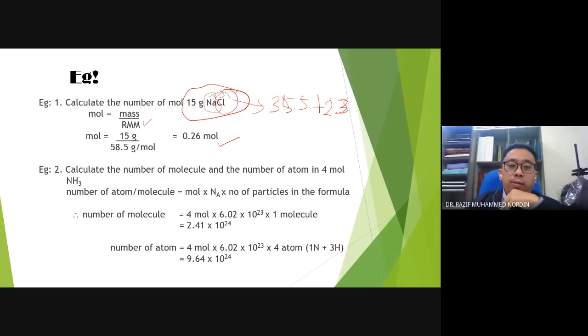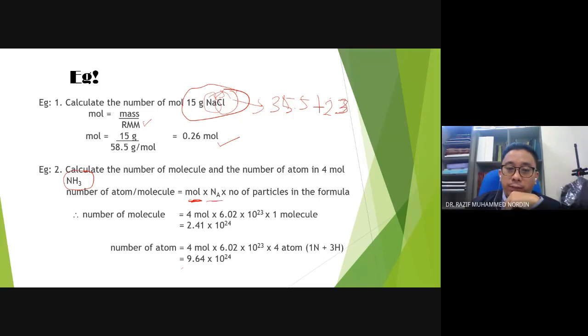While let's say you need to calculate the number of molecules and number of atoms in the 4 mole of ammonia, NH3. The number of molecules equal to the number of the mole times the Avogadro number. Macam mana nak kira number of atom dia?